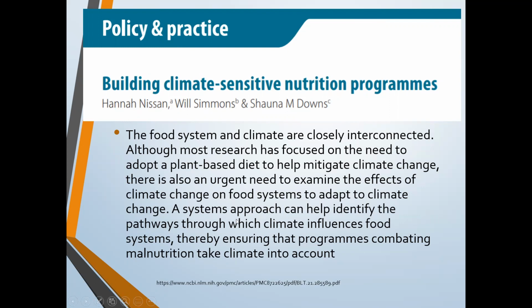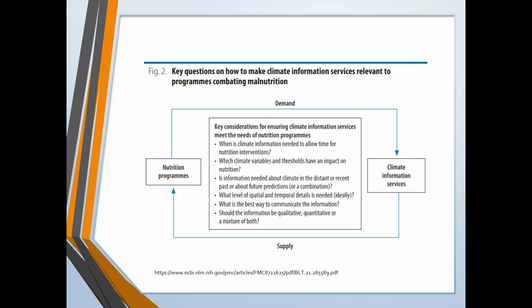A systems approach can help identify pathways through which climate influences food systems, therefore ensuring programs combating malnutrition take climate into account. It has been seen that climate has a role in changing feeding patterns of children as well as adults. So this was the whole framework provided by this article.